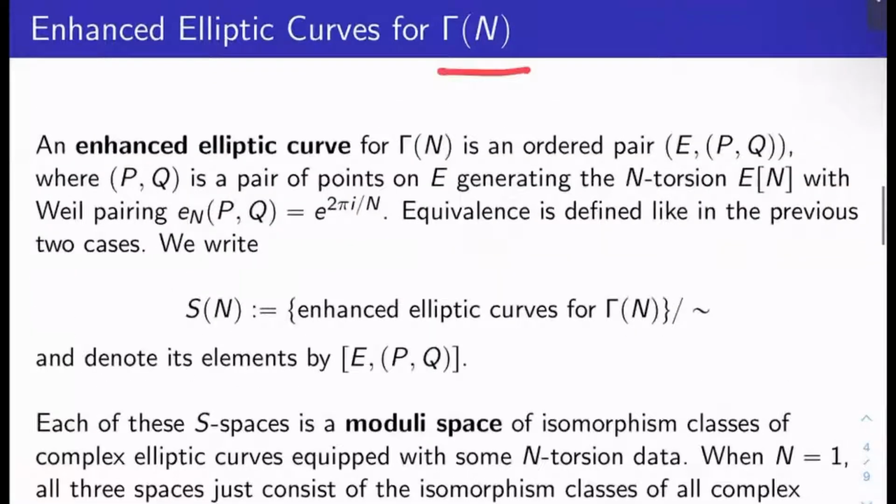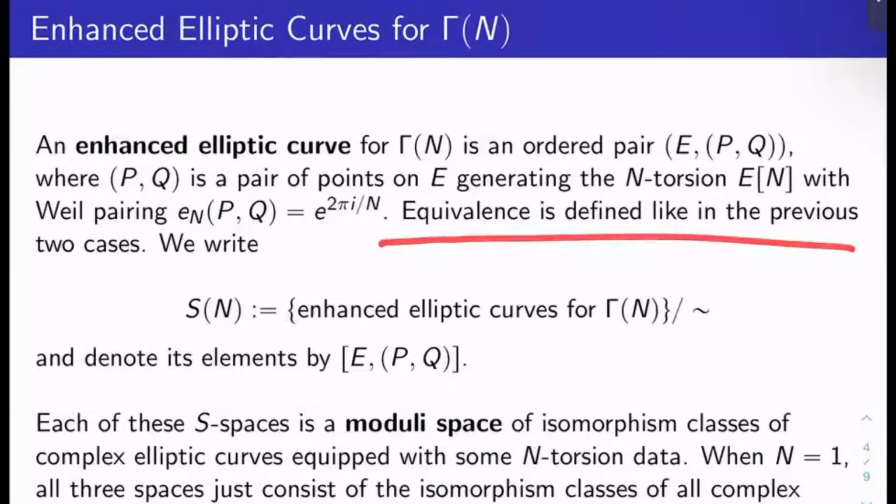Okay, how about for gamma of n? So an enhanced elliptic curve for gamma of n is an ordered pair E comma parentheses P comma Q. And what's this P comma Q? It's a pair of points on E generating the n torsion E bracket n. Remember, the n torsion is abstractly as a group isomorphic to Z mod NZ cross Z mod NZ. And so essentially what we're doing is we're taking a basis for the n torsion, P comma Q, and we're also going to require that the Weil pairing e sub n of P, Q is e to the 2 pi i over n. It's the usual primitive nth root of unity.